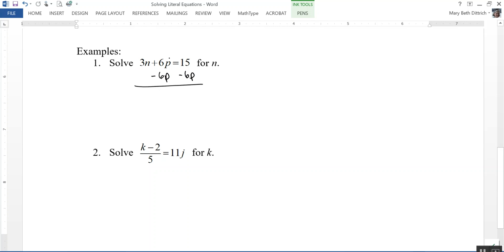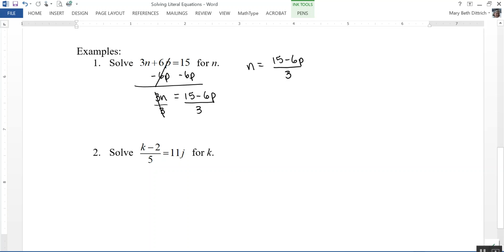So positive 6p minus 6p gives me a 0, so I'm left with 3n equals 15 minus 6p. Remember, you cannot combine those because those are not like terms. 15 doesn't have a p, so I can't make that like a 9p or anything like that. So I'm very close. Remember, I'm trying to get n by itself. N is being multiplied by 3, so I want to divide both sides by 3. 3 divided by 3 is 1. So I have that n is equal to 15 minus 6p over 3.